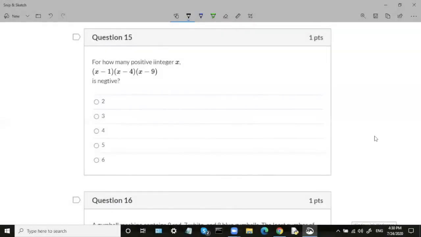Problem 15. For how many positive integers x is the expression (x minus 1)(x minus 4)(x minus 9) negative? So this expression should be less than 0. And for a positive integer, x should be greater than 0. So let's draw a number line.